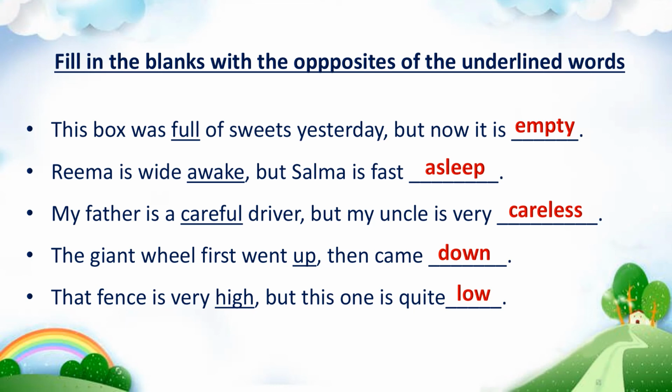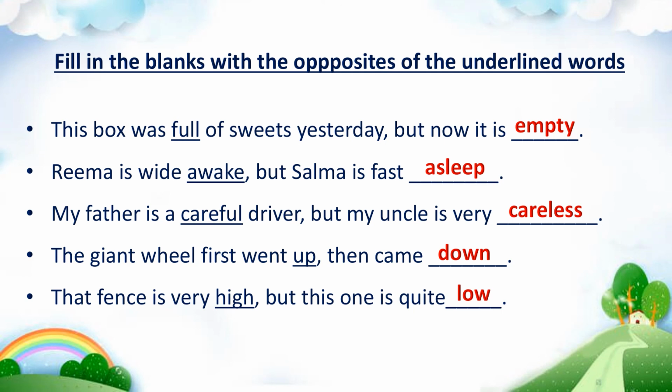Again, we'll read the sentences once again. This box was full of sweets yesterday, but now it is empty. Rima is wide awake, but Salma is fast asleep. My father is a careful driver, but my uncle is very careless. The giant wheel first went up and then came down. That fence is very high, but this one is quite low.